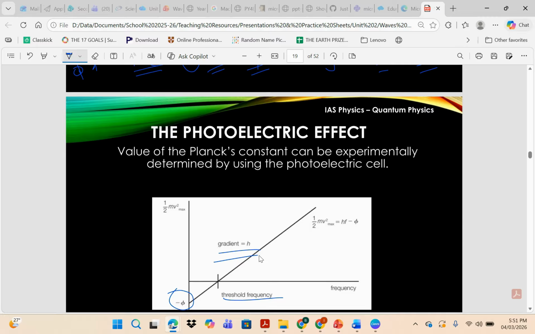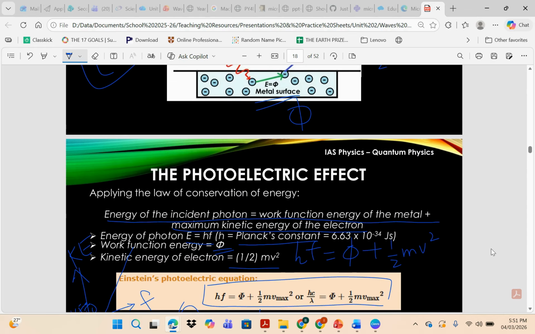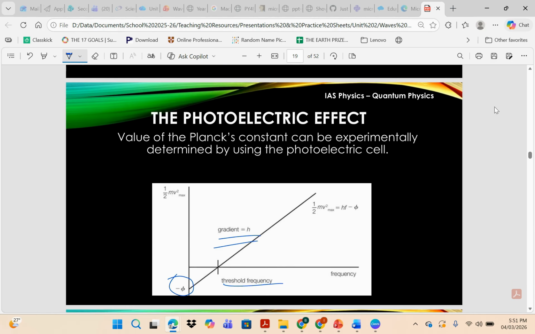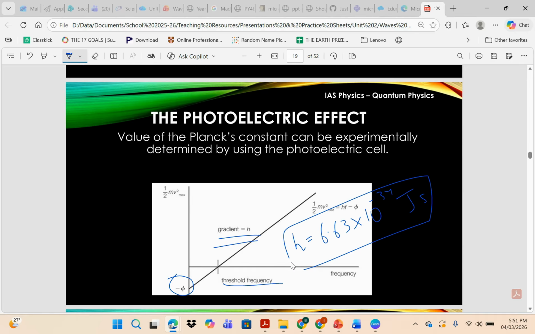Just in case I present to you a graph where, if you find the gradient, you get a value which is not equal to h. By the way, the value of h was given in the slide above. This h is a constant, experimentally found by multiple repetitions. The accepted value is 6.63 times 10 to the power minus 34 joule seconds. So if the value of the gradient is not 6.63 times 10 to the power minus 34 joule seconds, it means that our graph is not correct.